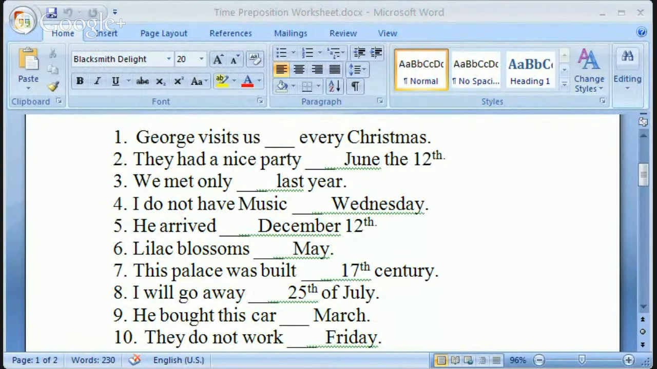Okay, let's try these. Let's whip through some of these. Got a bunch of exercises. Let's see if we can add the correct preposition. Hussein, number 1.